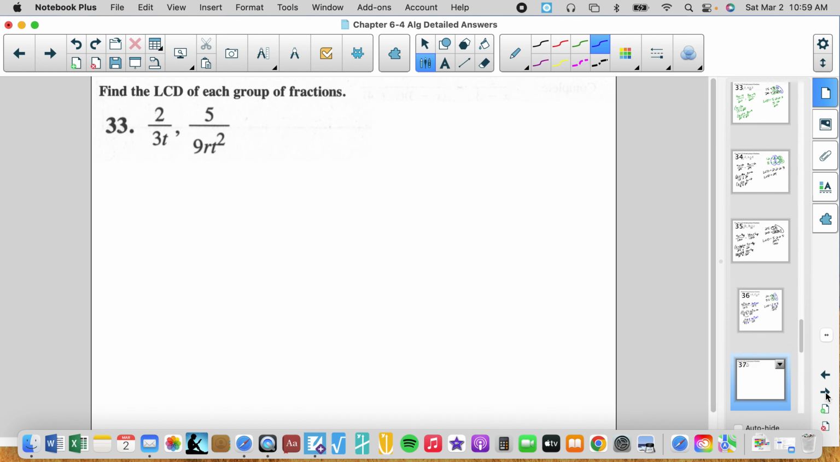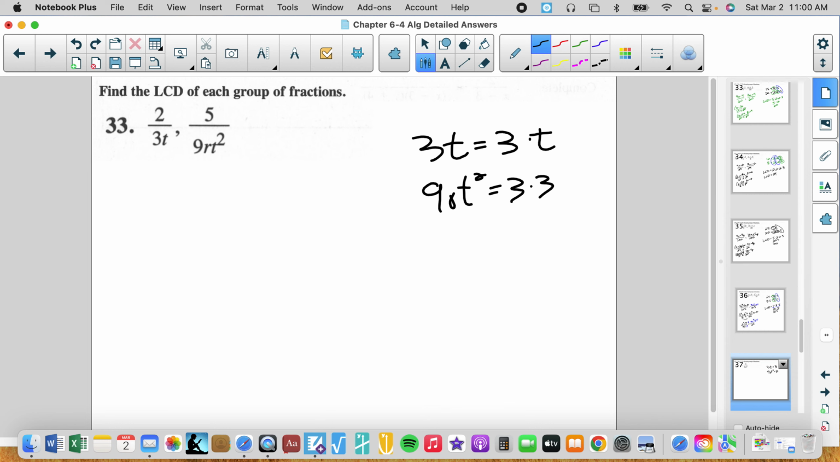Good. All right. Ooh, throw some variables in there. 3t, that's an easy prime factorization. 9rt squared, that's not hard. 9 is broken into 3 and 3. r is r. t squared is t times t. They have a t in common. They have a 3 in common. And then my 3, my r, and my additional t are my leftovers.